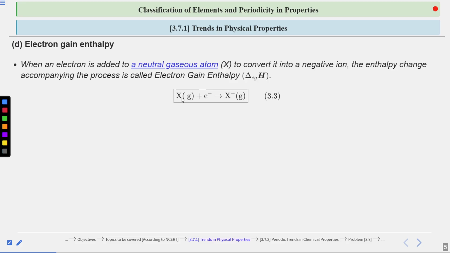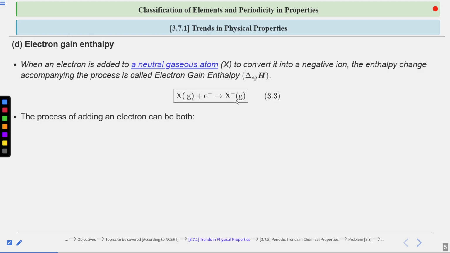Here you have your X element which is present in the gaseous state. So this is the most important part, and this is followed for both ionization enthalpy and the electron gain enthalpy. That electron should be removed, or in this case it should be added, to a gaseous atom. Now you add an electron to the metal or to the non-metal. Suppose we are taking X here, then it will get converted into X minus. Now the enthalpy or the energy change that will occur during this process is called the electron gain enthalpy.